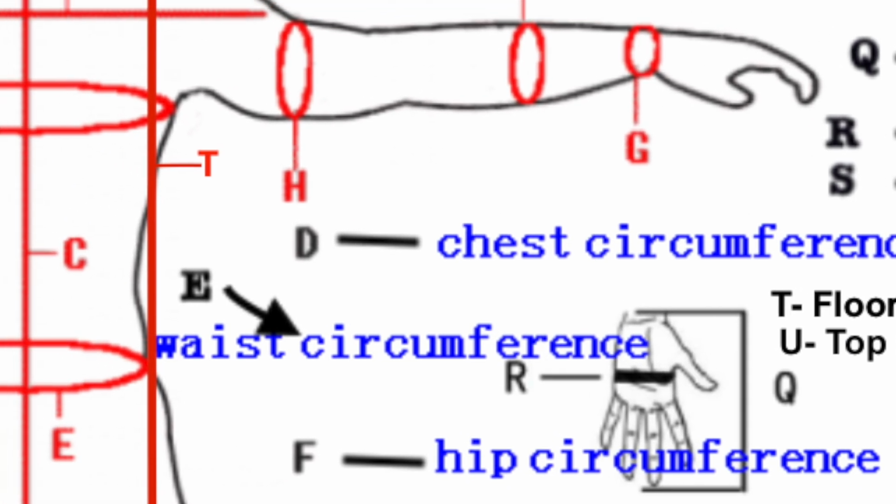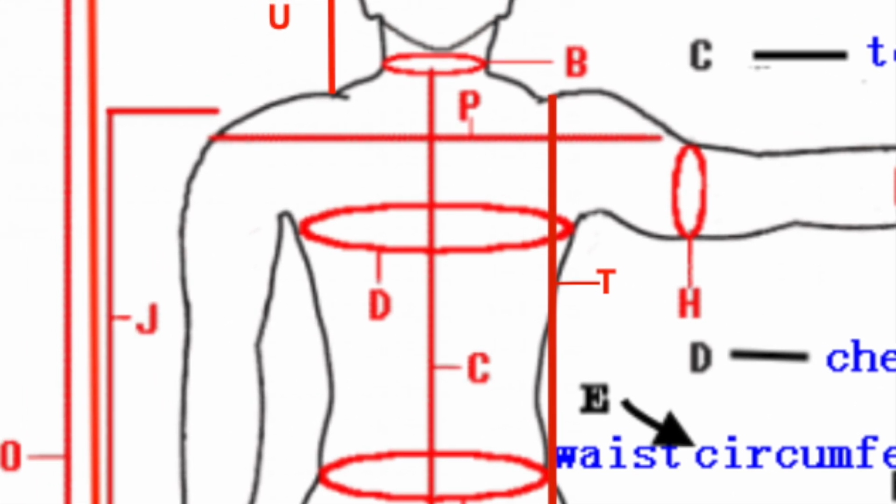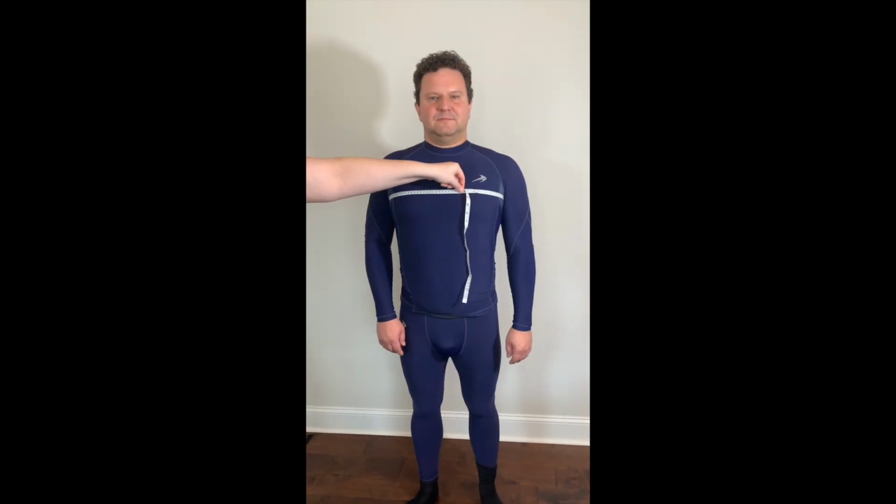For D, the chest circumference, make sure you measure with your arms relaxed by your side and that you're measuring the widest part of the chest, just under the arms. Again, make sure your measurement is level from side to side and front to back.